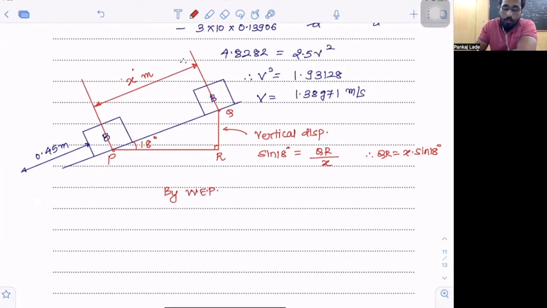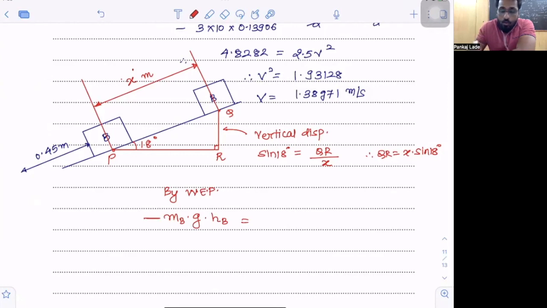So work done by gravity on block B. So mass of B into gravity into height traveled by B. There is no A, and this is going to be negative. Why is this going to be negative? Because the particle is going up. It is going in the opposite direction of gravity. This is equal to the change in the kinetic energy.